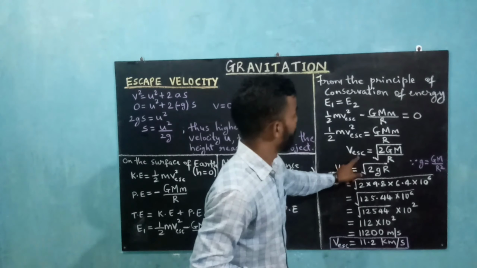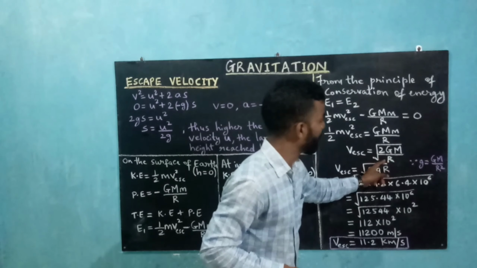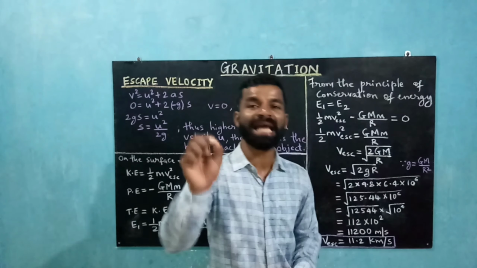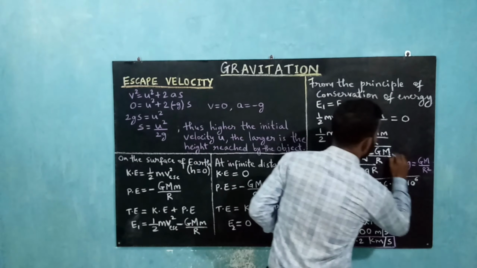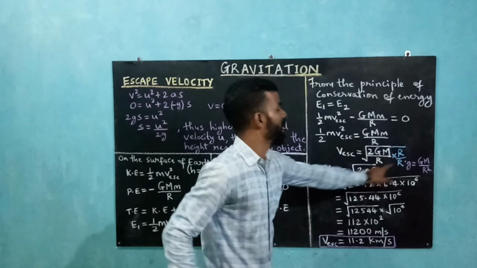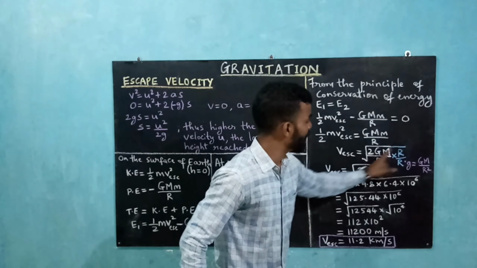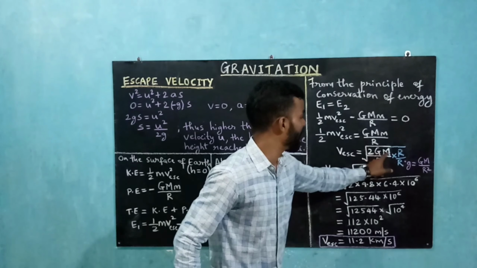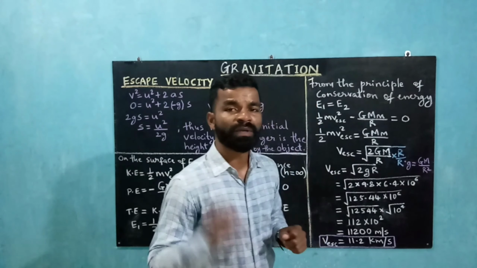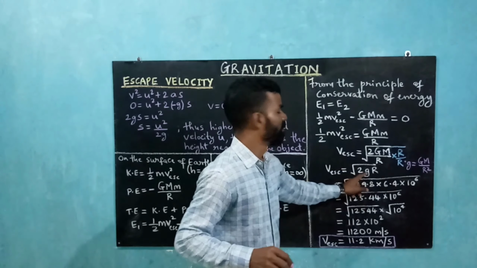Then escape velocity v will be root of 2GM divided by r. Next we have to multiply and divide the term inside the square root by r. So when we multiply and divide it by r, we get r squared in the denominator: 2GMr divided by r squared. GM divided by r squared is nothing but the acceleration due to gravity, g. So we can replace GM divided by r squared with g.